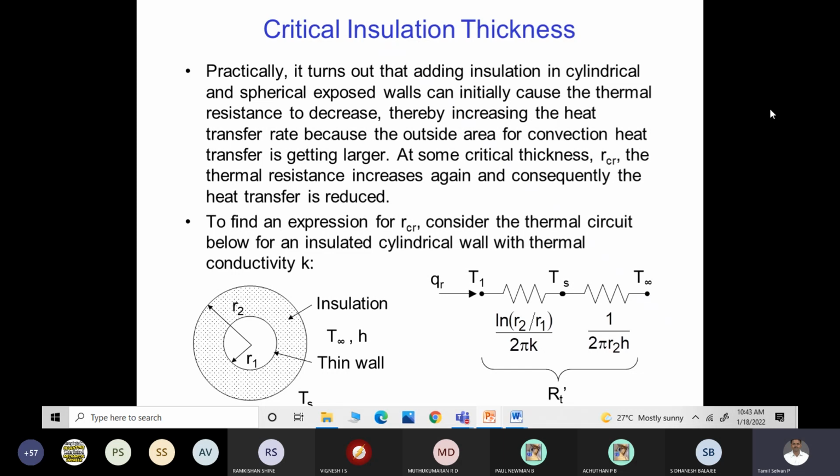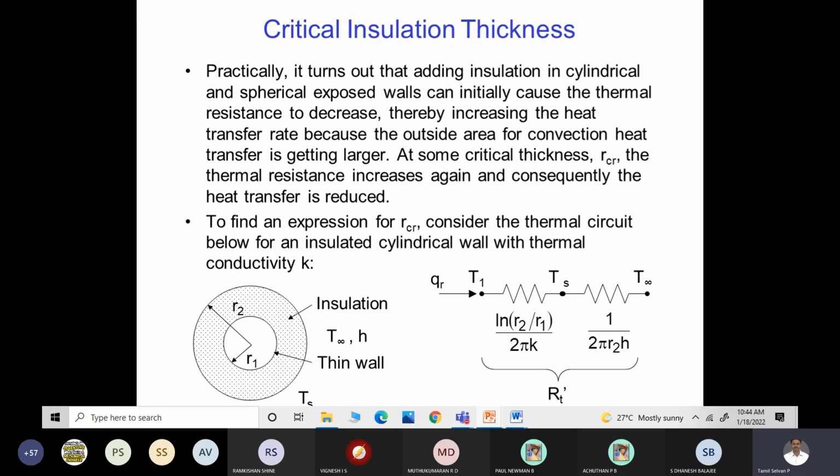To find an expression for critical radius, you can see here, this is T1, this is Ts, and this is T infinity. T infinity is the outside temperature. T1 is the inner temperature of the tube, and Ts is the surface temperature at the end of the insulation, and T infinity is the surrounding fluid temperature.